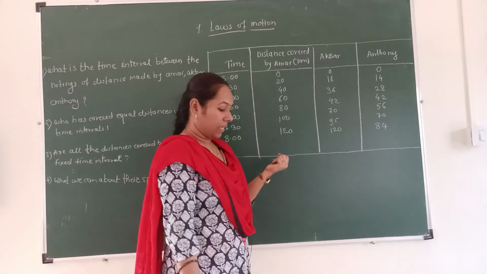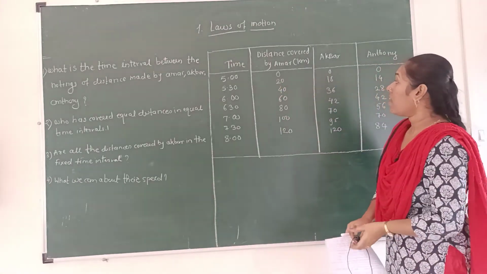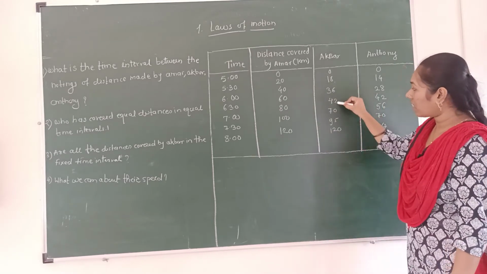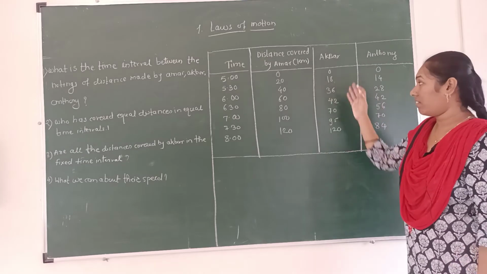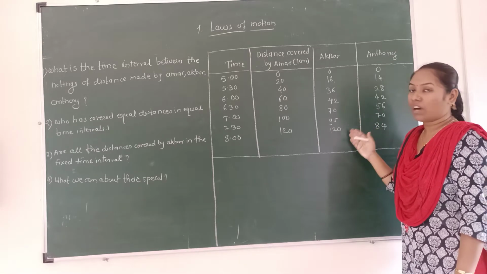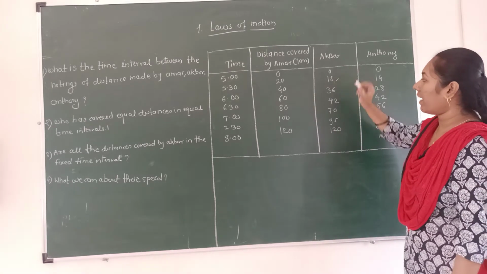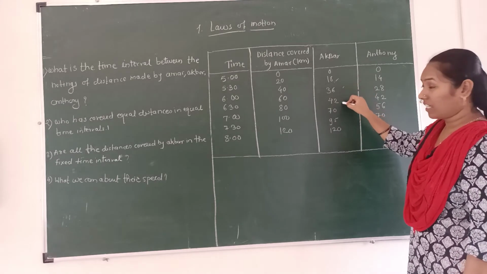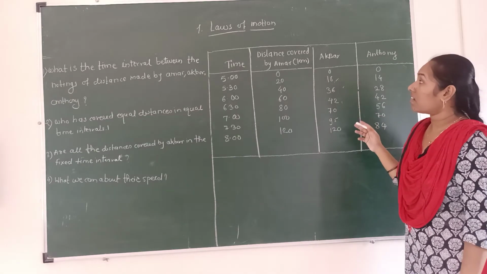What about Akbar? Akbar between 5 o'clock and 5:30 covered 18 kilometers distance. After that he covered 36 kilometers. Here the distance increases, here it also increases. But the distances are not equal. These distances covered by Akbar are unequal. Here is 18, 18 plus 18, 36. Again here is 42. Means here is the inequality. You can see the inequality between the distances covered by Akbar.